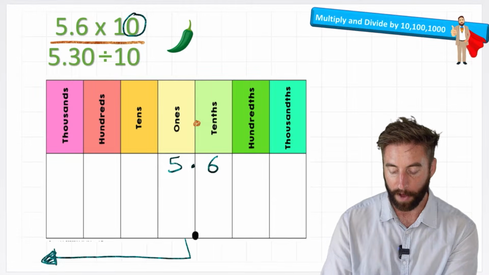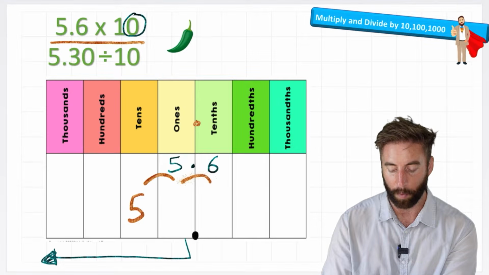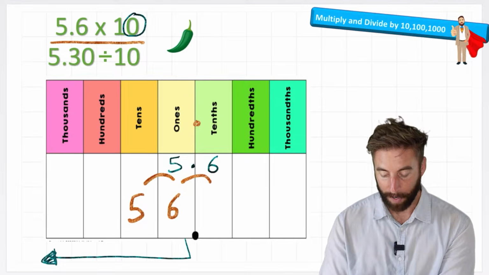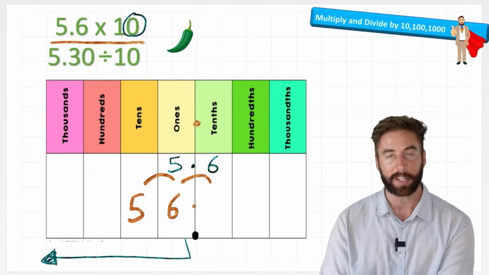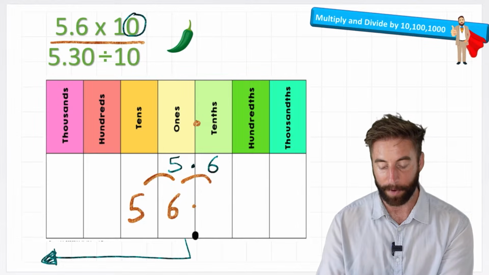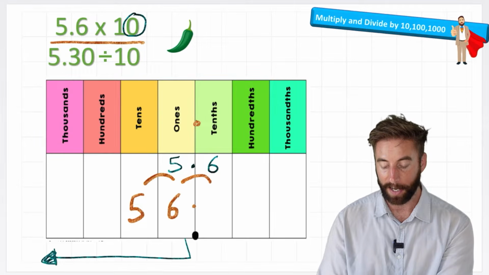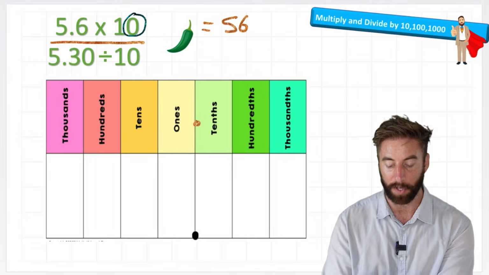I'm going to move my 5 one position here. I'm going to move my 6 one position here. And I'm going to put my decimal point back just for the sake of it. So now I can see that my answer to 5.6 times 10 equals 56. Okay, and let's look how it can help us with division as well.